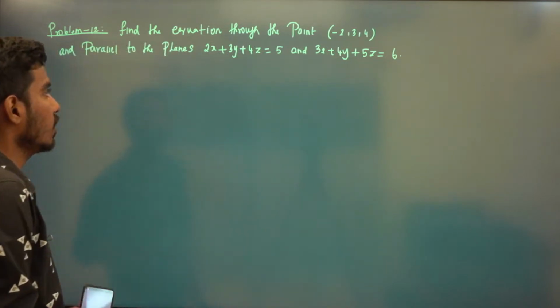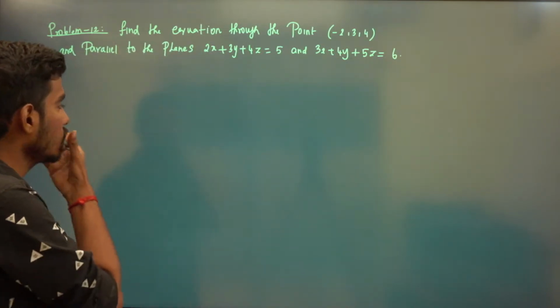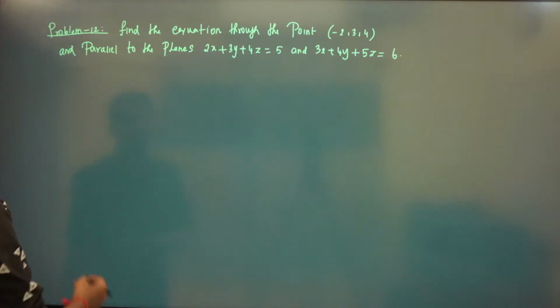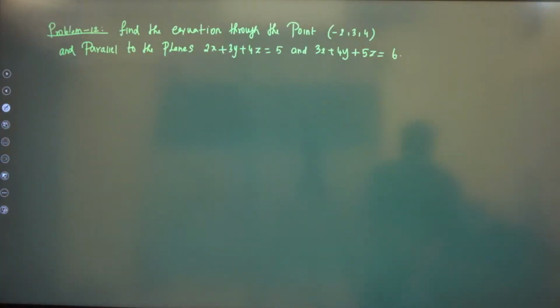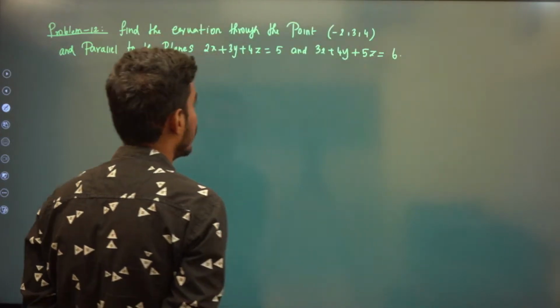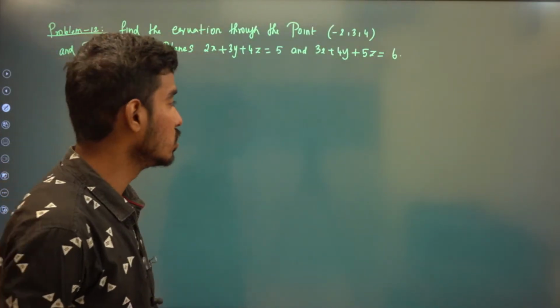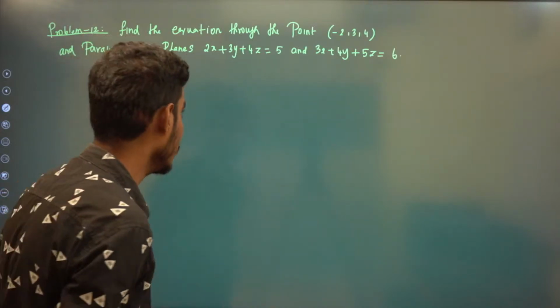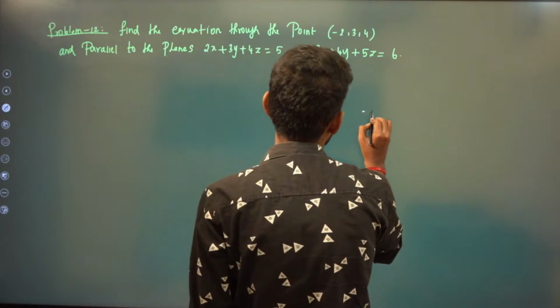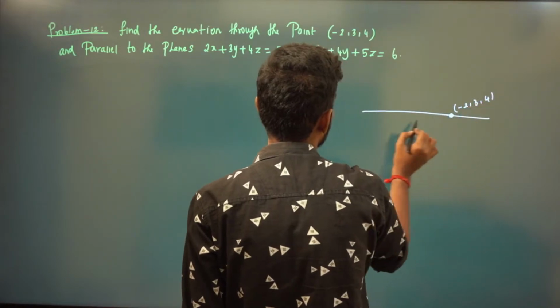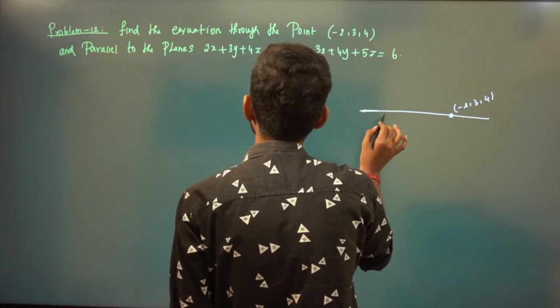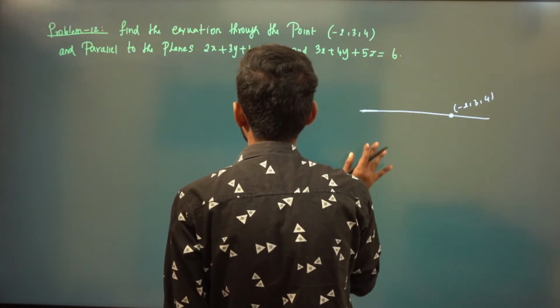Find the equation of line passing through the point minus 2, 3, 4 and it is parallel to the planes. Very easy. How to do? Just think about it. You need to find the equation of line. That line has to pass through minus 2, 3, 4. That means you don't need to find any point on the line. We already know one point on the line. Only thing is we need to find the direction ratio. If I find the direction ratio, then I can easily find the equation of line. So we need to find the equation of line that has to pass through this point minus 2, 3, 4, and this line should be parallel to both the planes.